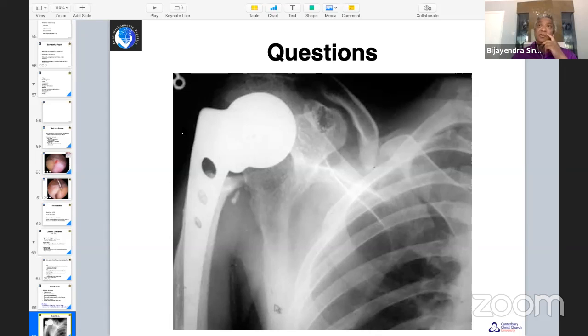I personally use the balloon interposition arthroplasty for two reasons. One is A, it's arthroscopic. B, it's technically easier to do, and C, you're not burning any bridges and the complications are fairly minimal. There's no more complication than any other shoulder arthroscopy.